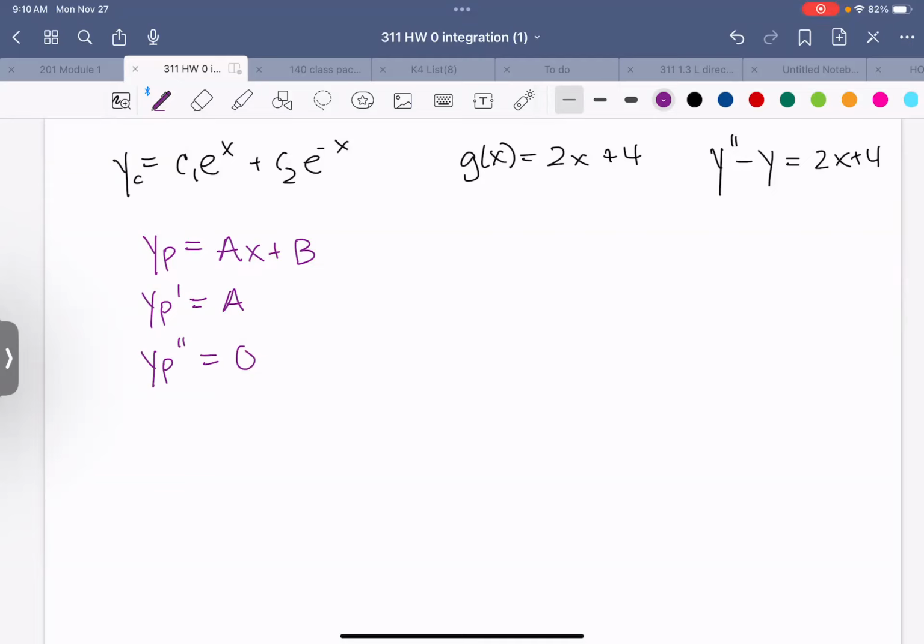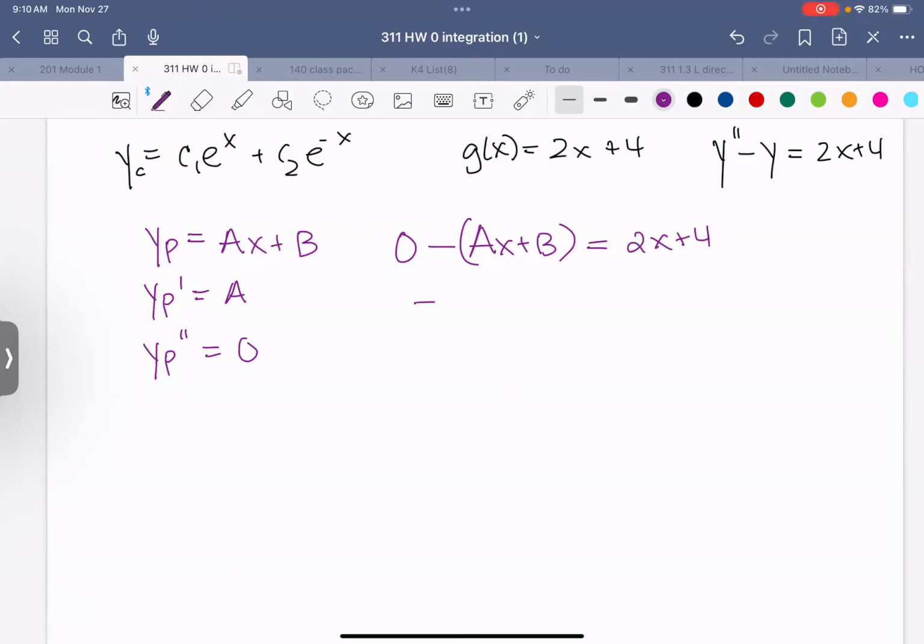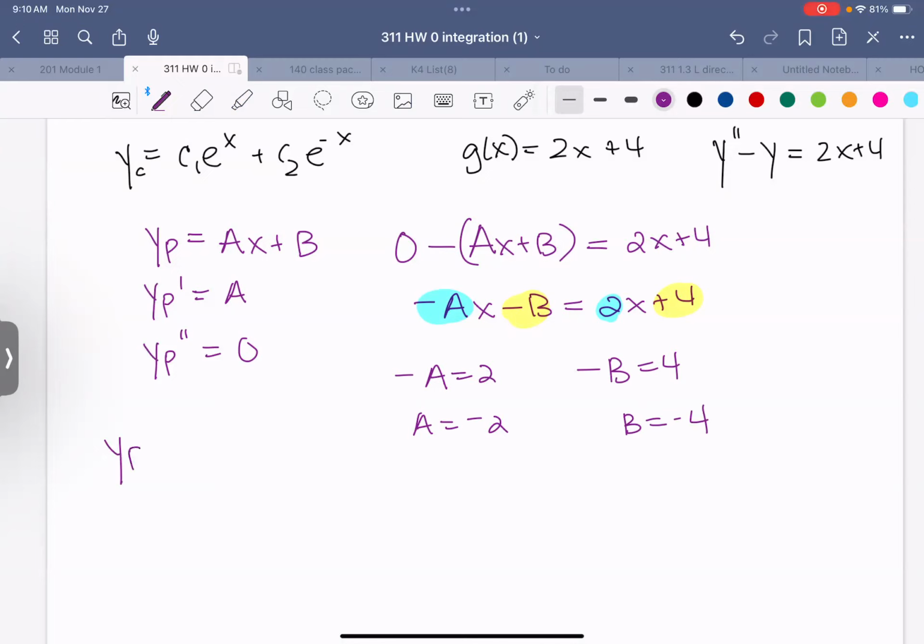And when you plug that back into the original, you're going to get 0 minus the original, which was ax plus b. And that has to match the right-hand side, which is the 2x plus 4. So this is just negative ax minus b equals 2x plus 4. And then you're just equating coefficients. So the numbers in front of your x's have to match, and the numbers that are constant have to match. So that tells you that negative a is 2, so a is negative 2. And negative b is 4, so b is negative 4. And so that means that your particular solution is negative 2x minus 4.